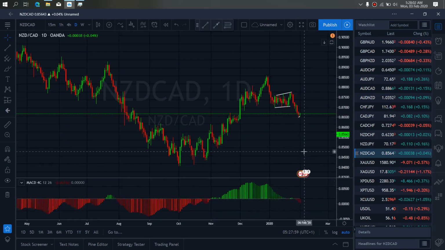On New Zealand CAD for this week, we expect that some level of drops we see come through will give us this ABC structure. Then we see if they will retest this top. That's what we are watching on New Zealand CAD.